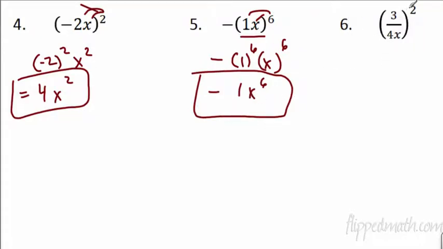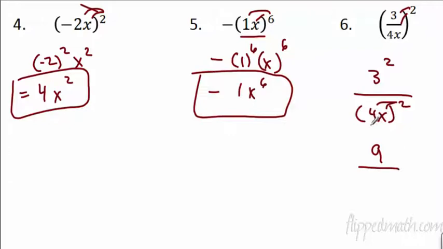How about 6? Okay, that 2's got to go to both, up top and down low. Here's where we're tricky. It's going to be 3 to the 2nd power all over 4x to the 2nd power. That'll blow your mind because now that 2's got to go inside both of those parentheses. So this is going to equal, what's 3 squared? Well, that's going to equal 9 over 4 squared x squared.